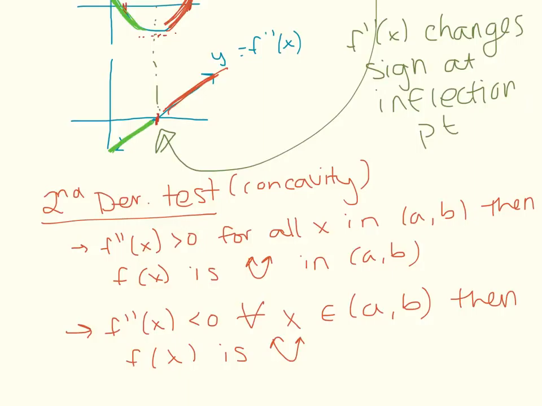Oh, I'm sorry, I drew the wrong shape. If it is less than 0, then you're concave down on the interval a, b.